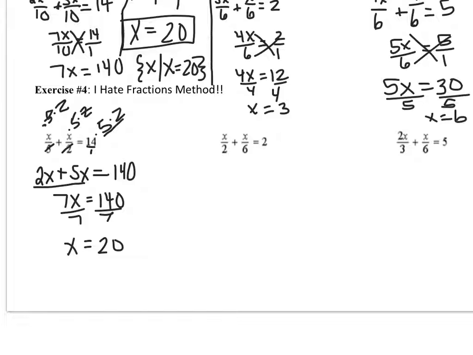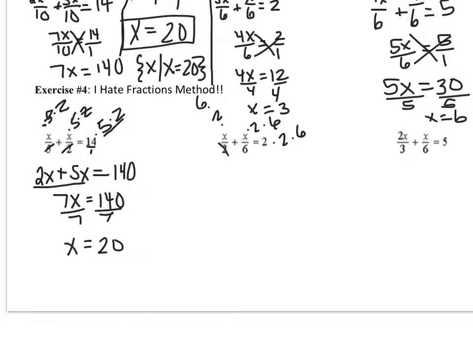In this next one, the denominators we want to get rid of are 2 and 6. So I'm going to multiply this term by 2 and by 6, this term by 2 and by 6, and even this term over here by 2 and by 6.